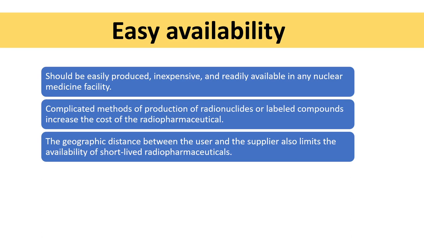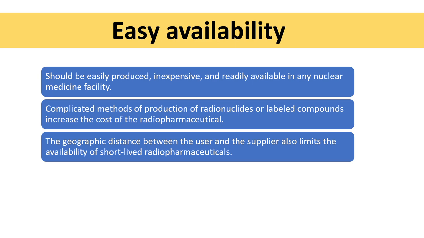Once you bombard a beam of protons onto O18 water, it produces F18, and this F18 is then processed further to make FDG. So as the method of production gets complicated, the cost also keeps on increasing. And thirdly, the geographical distance between the user and the supplier also limits the availability of short half-life radiopharmaceuticals.